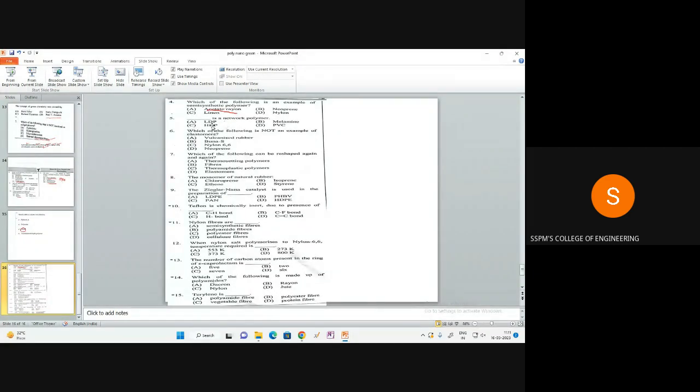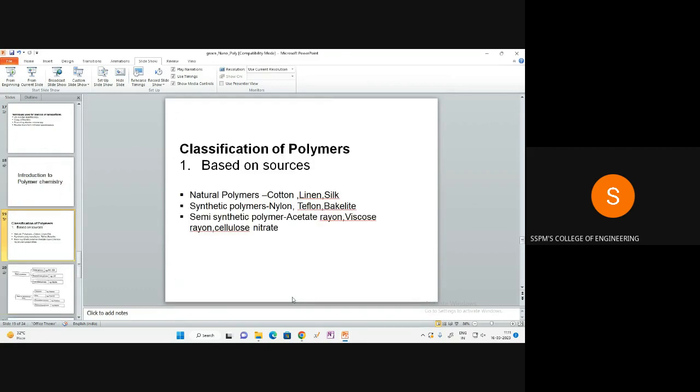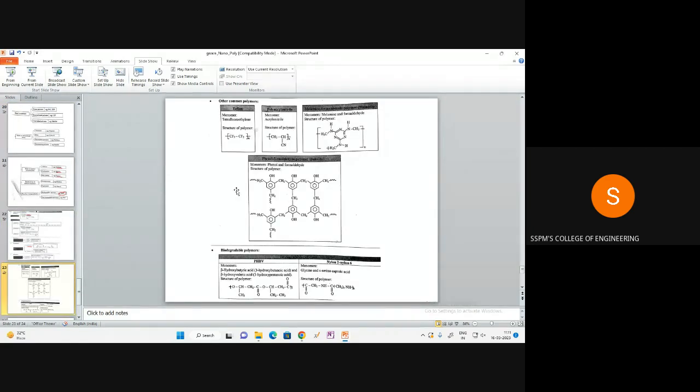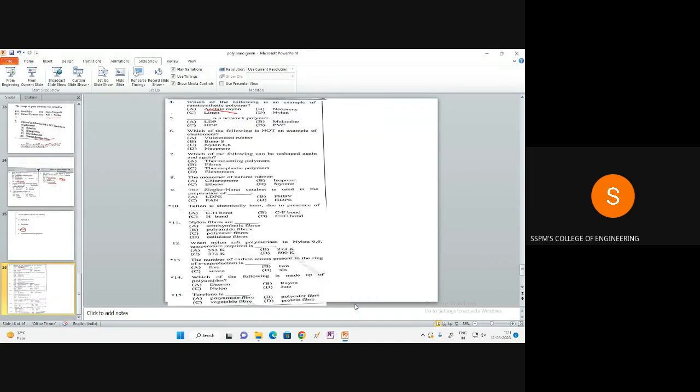Next, dash dash is a network polymer. So bakelite is also a network polymer. Along with bakelite, another example is melamine. So melamine is a network polymer. It forms the network. So the answer of this question is melamine. LDP means low density polymer.